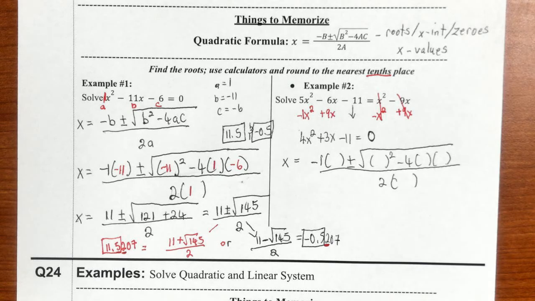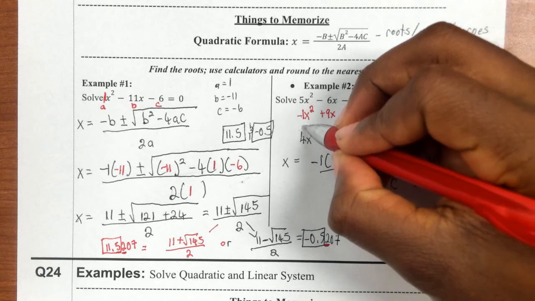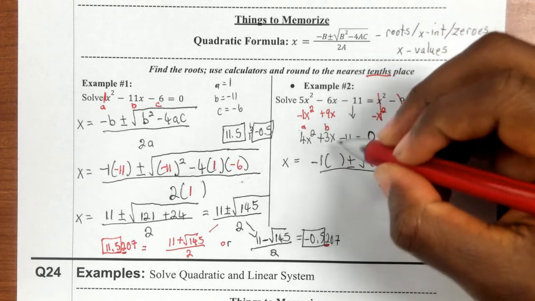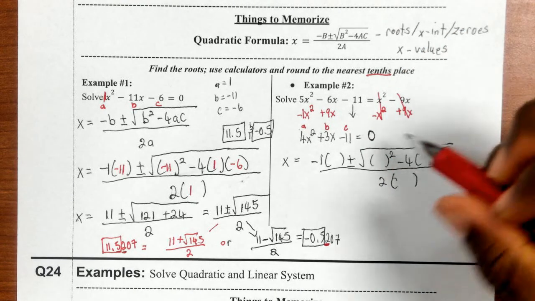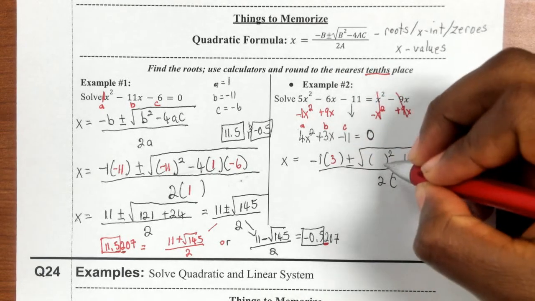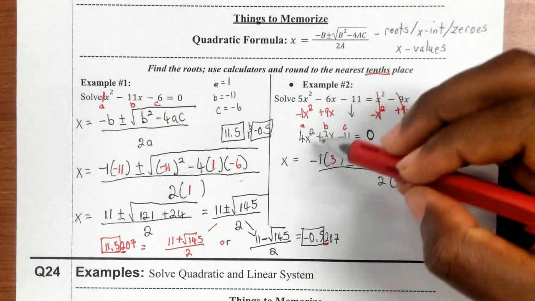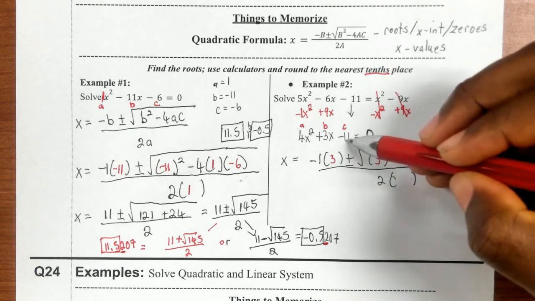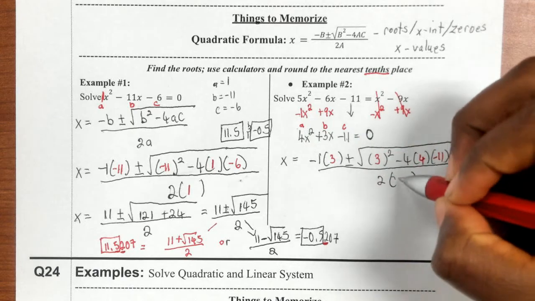All right. So you're probably wondering, what are these a, b, and c's we're talking about? Well, our a is that 4, which is in front of our x squared. Our b is that 3, and my c is that negative 11, which is my constant. So I plug in my b first, and my b is 3. Plug in my b again, and my b is 3. Plug in my a, which is 4. Plug in my c, which is negative 11. Plug in my a again, and my a again is 4.